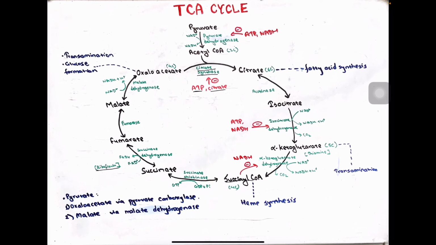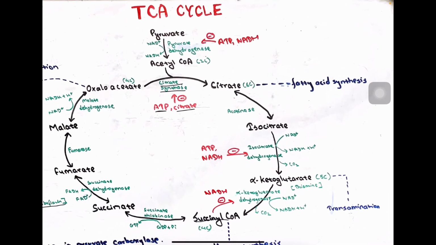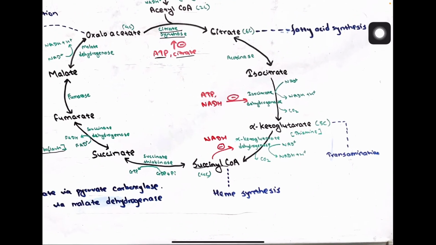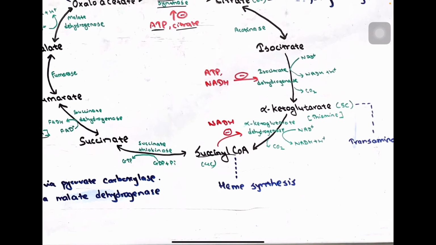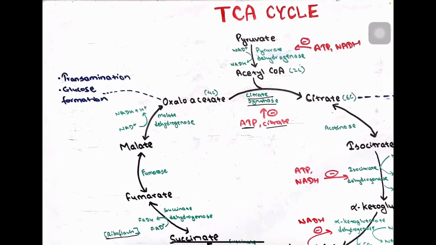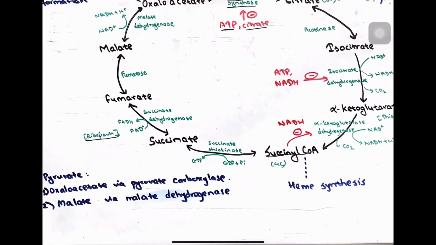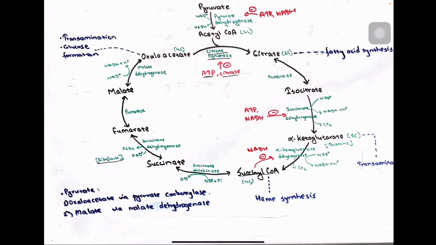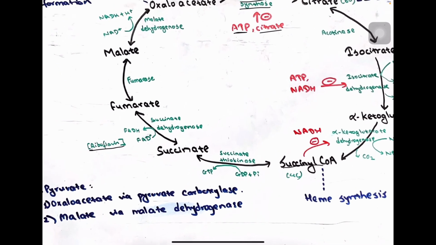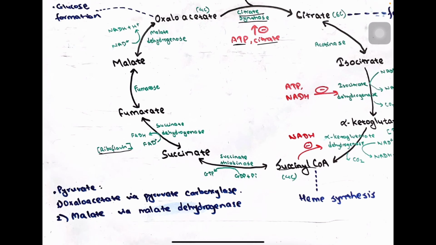So here citrate is also used for fatty acid synthesis. Likewise, alpha-ketoglutarate is used in the process of transamination. Succinyl-CoA is used in the process of heme synthesis. Likewise, oxaloacetate is used in the formation of glucose and in the process of transamination. Another very important thing that we have to know is that pyruvate can be directly converted into oxaloacetate by the enzyme pyruvate carboxylase. And pyruvate can also be converted into malate by the enzyme malic enzyme.